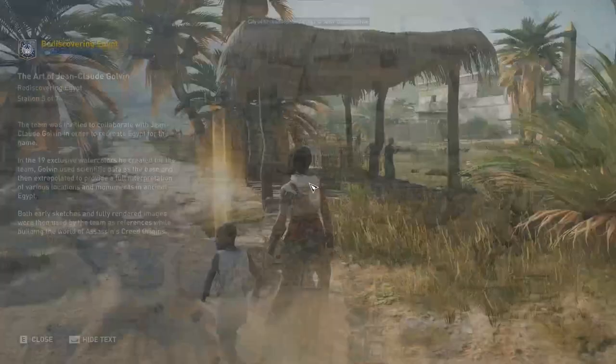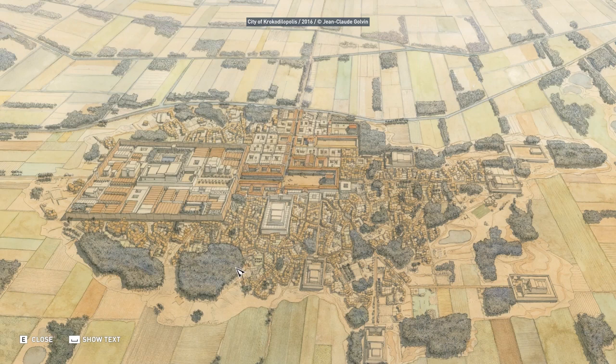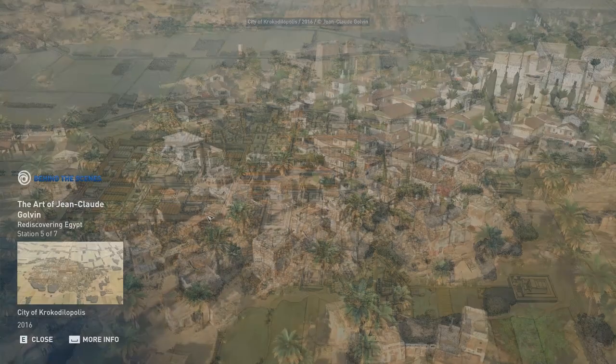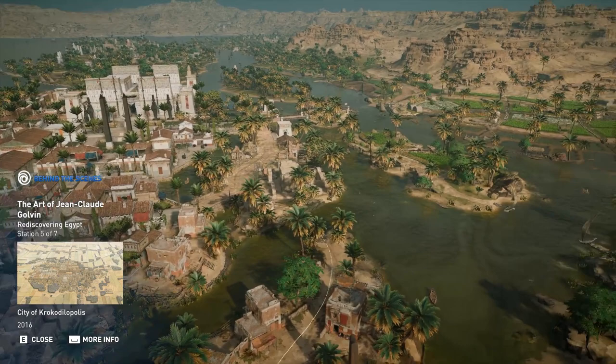The team was thrilled to collaborate with Jean-Claude Golvin in order to recreate Egypt for the game. In the 19 exclusive watercolors he created for the team, Golvin used scientific data as the base and then extrapolated to provide a full interpretation of various locations and monuments in ancient Egypt. Both early sketches and fully rendered images were then used by the team as references while building the world of Assassin's Creed Origins.